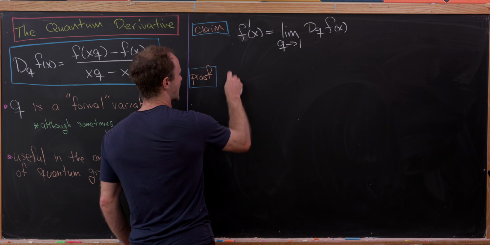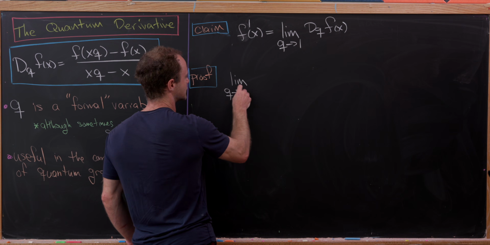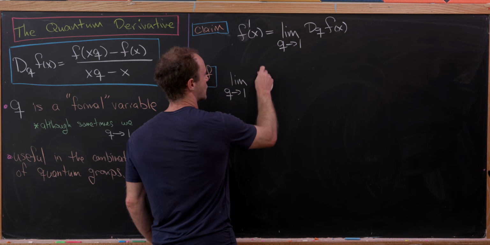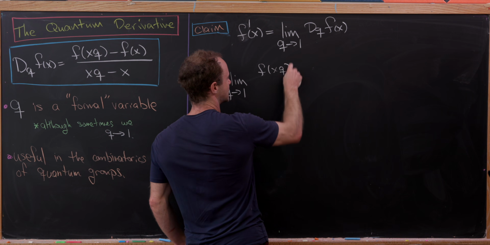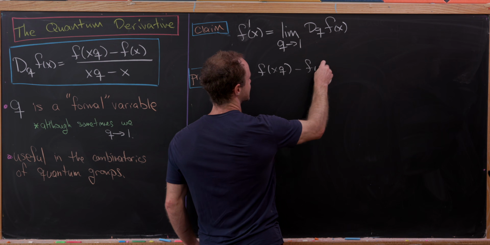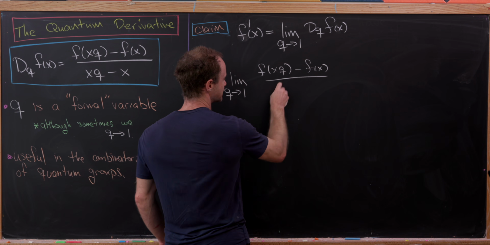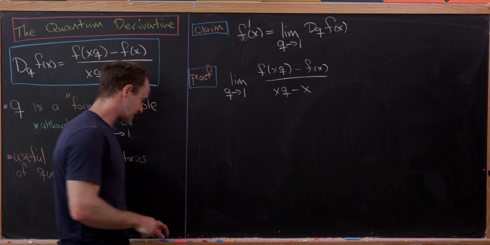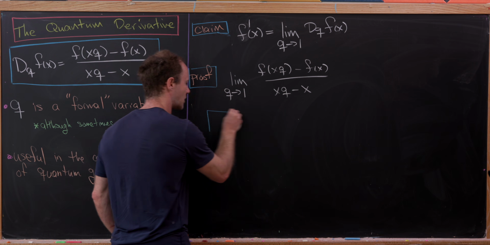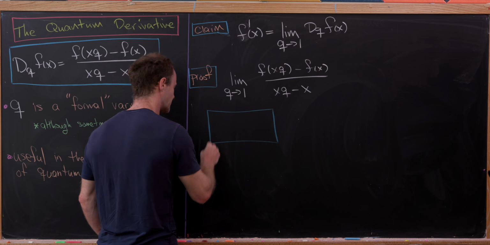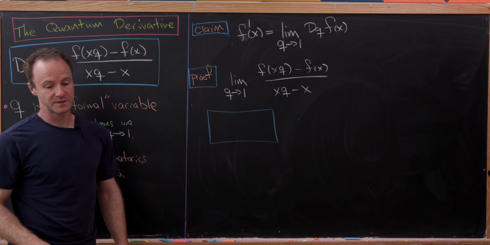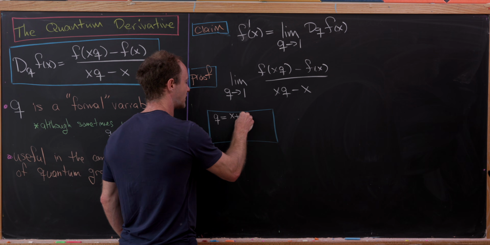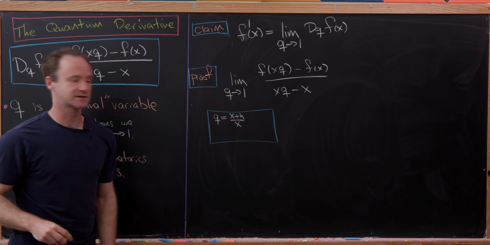So let's start with the right-hand side. We have the limit as q goes to 1 of the quantum derivative of f of x, but I'll just rewrite it as this quotient. So we have f of qx, or xq, minus f of x over xq minus x. And now from here, I'm going to make a change of variables. And really, that's all you have to do. Make a simple change of variables, and then we'll be home free. And that change of variables will be to set q equal to x plus h over x.